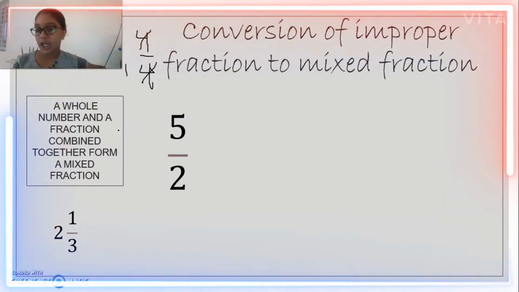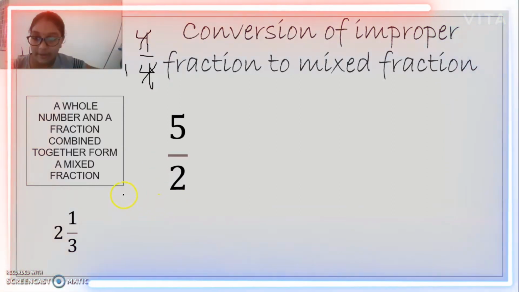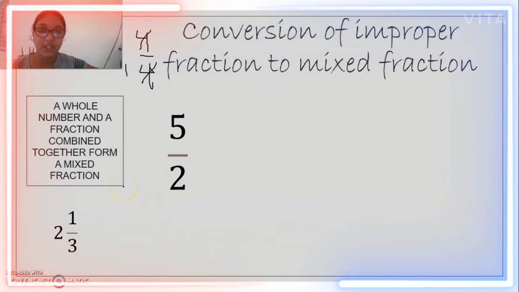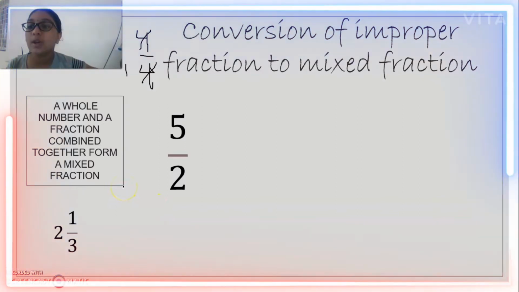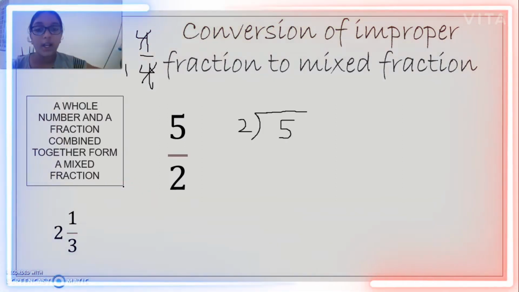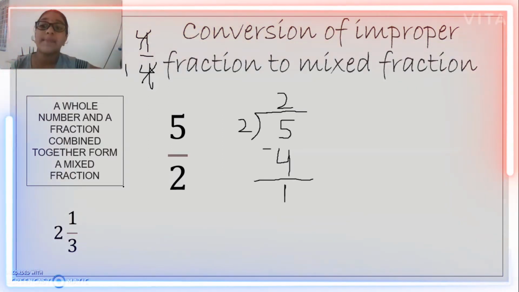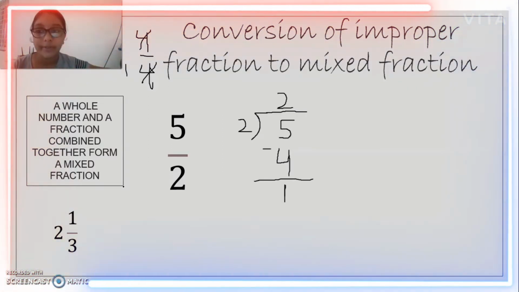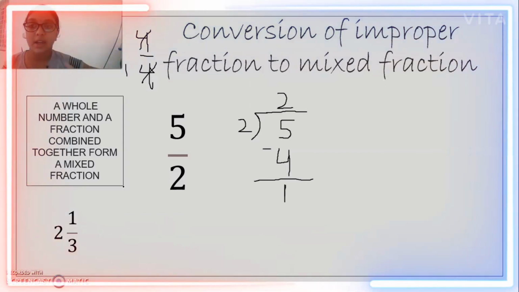Now, to convert an improper fraction to a mixed fraction, I have taken the example of 5 by 2. So let's convert it into a mixed fraction. Firstly, you have to divide 5 with 2, like so. So 2 2s are 4. If you subtract 4 from 5, you get the remainder as 1.